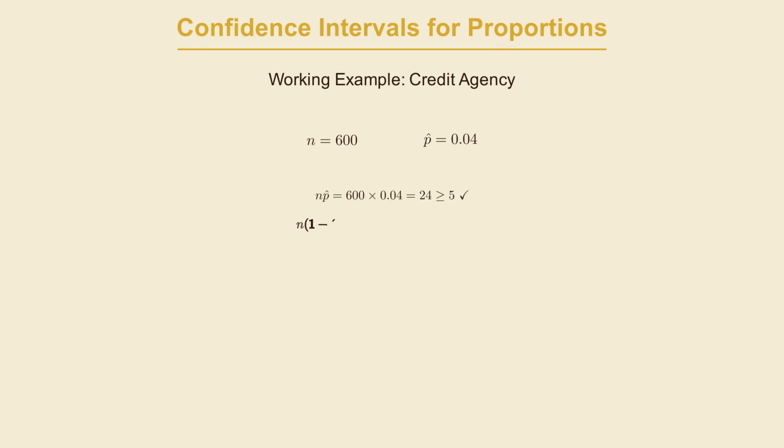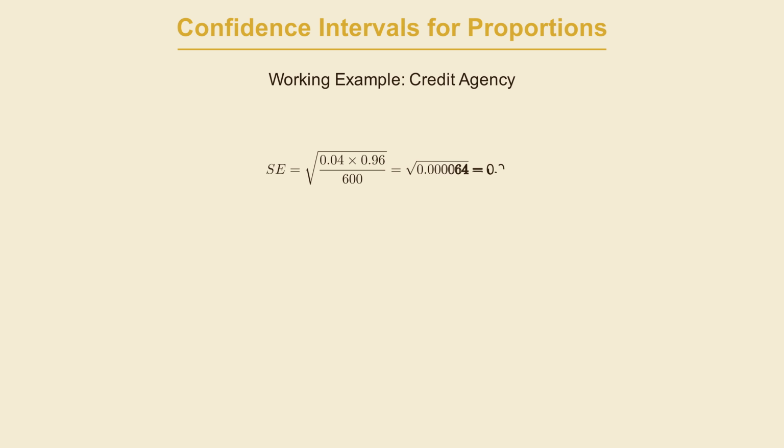N times 1 minus p hat is 576. So the good news is that both conditions hold. Now let's build the interval. The standard error is the square root of 0.04 times 0.96 divided by 600. 0.04 times 0.96 is 0.0384, divided by 600 gives us 0.000064, and the square root of that is approximately 0.008, or 0.8%.